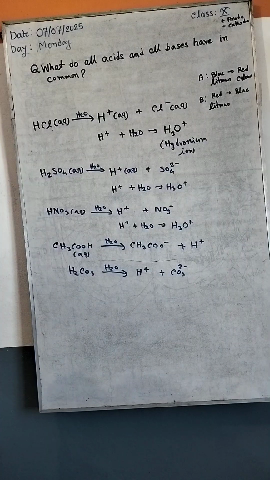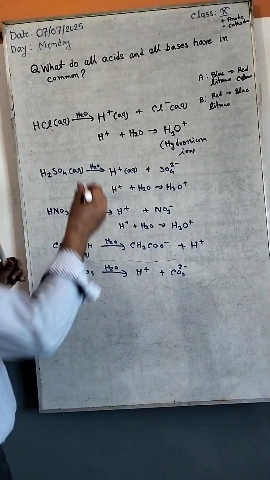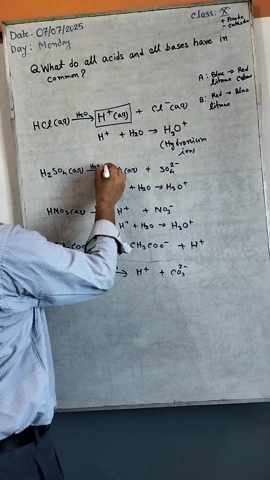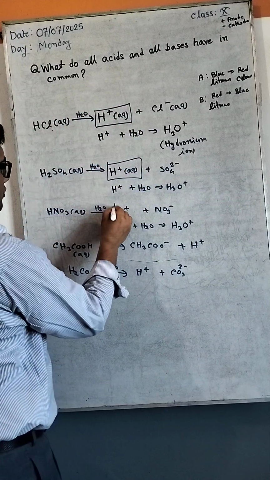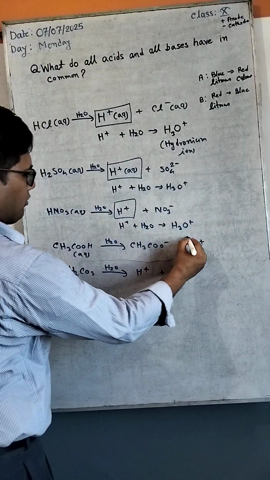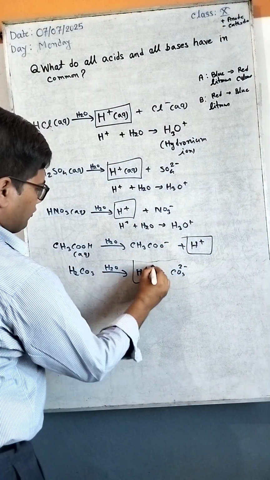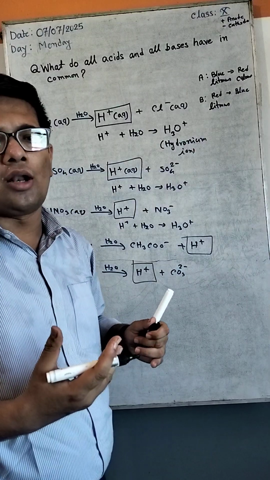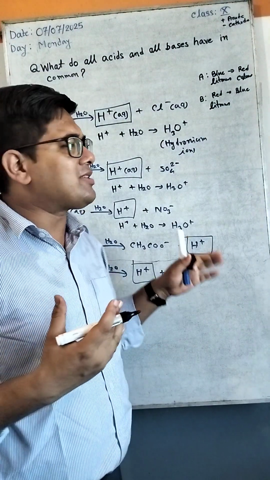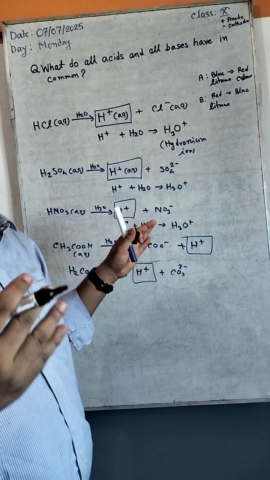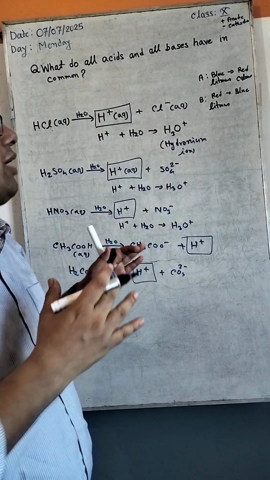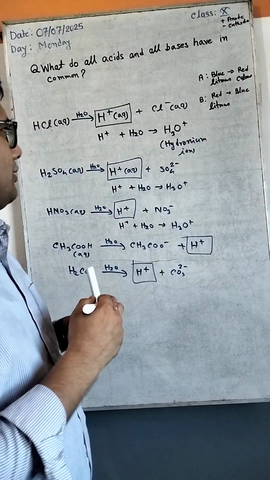So what is common in all the acids? You can see that all acids in aqueous solution form the H plus ion. So when the H plus ion is in the aqueous solution, the capacity to conduct electricity is common in the case of acids.